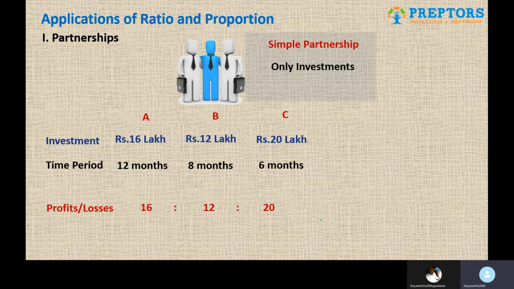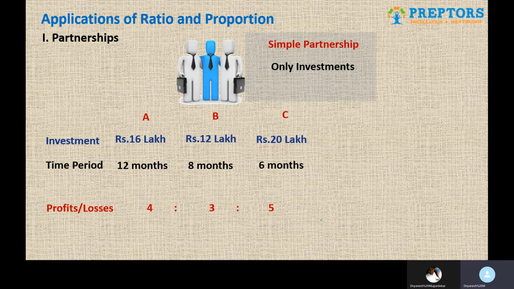Obviously we should reduce it to the lowest form wherever possible, so that gives us 4:3:5. So the point that you are supposed to remember is, if it is a simple partnership, the ratio of profits and losses will depend only and only on the investments. Now obviously you know that this is not the real life scenario. Obviously in the real world it will not only depend on the investment, but it will also depend on the time duration for which they are investing the amount.